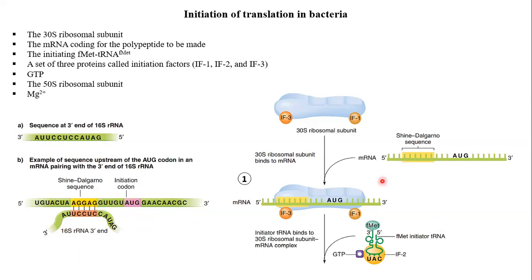Now, here is the AUG sequence, right? That is the AUG codon. That means from here the protein coding region starts. That means this SD sequence is present in the 5' UTR. The 5' untranslated region has this SD sequence, right? And the 16S rRNA interacts with it.